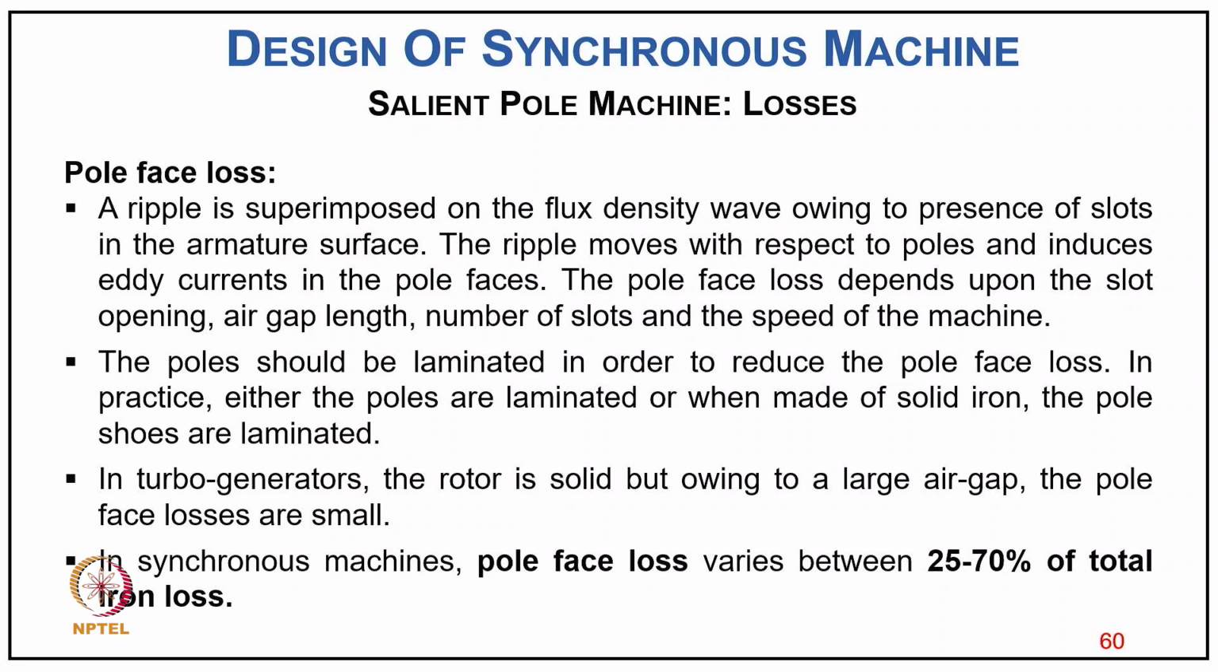In practice, the poles are either laminated or made of solid iron. In a turbogenerator, the rotor is solid, but owing to the large air gap, the pole face losses are small. So in a synchronous machine, pole face loss varies between 25 to 70% of the total iron loss.